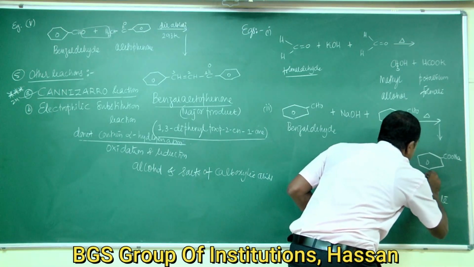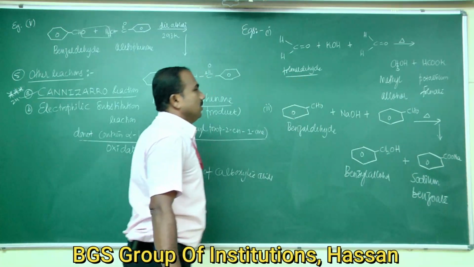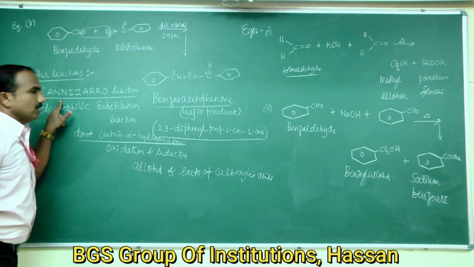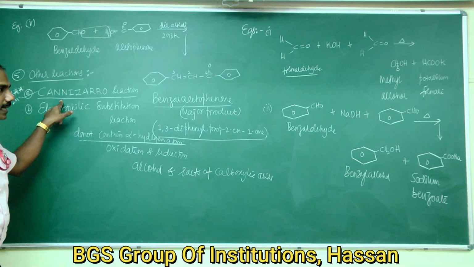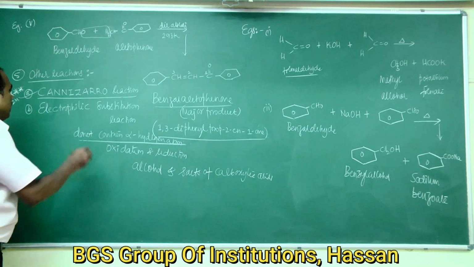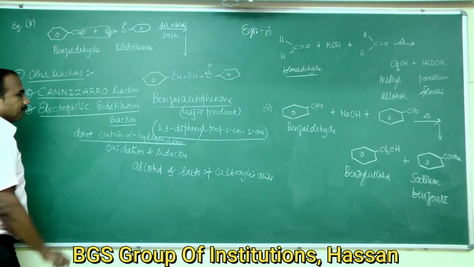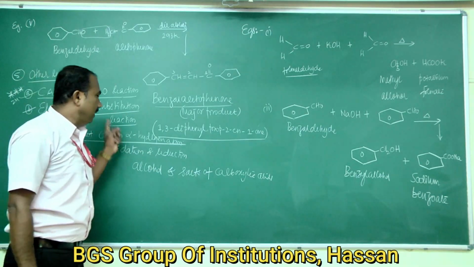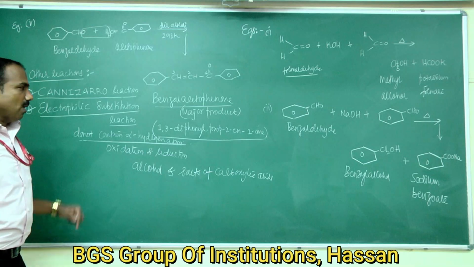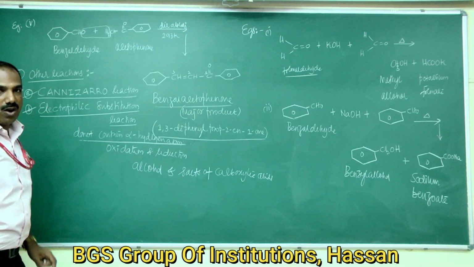Sodium benzoate. This is the product. So that's about the Cannizzaro reaction. This is important. The second one is electrophilic substitution reactions. Aromatic aldehydes as well as aromatic ketones.